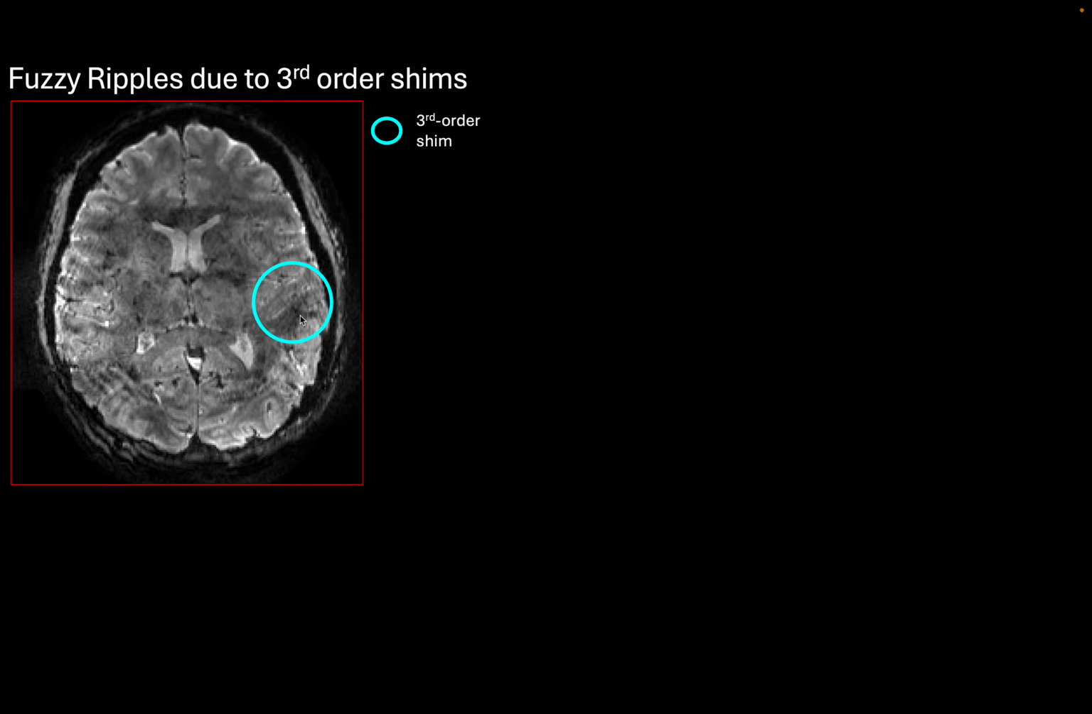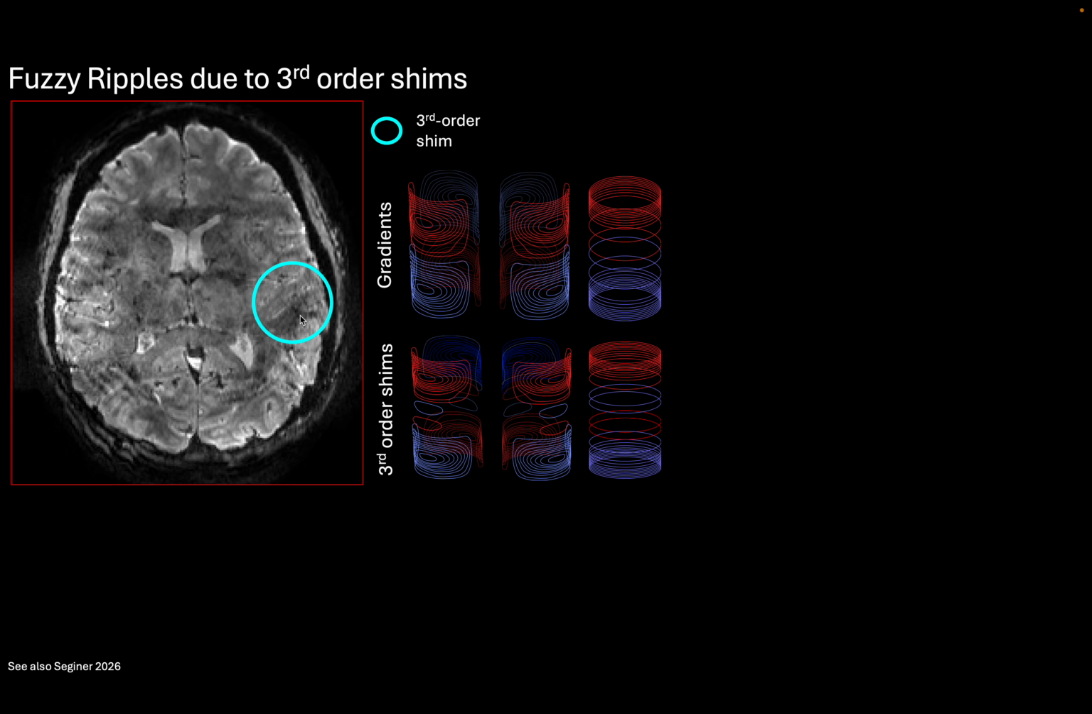spatial frequency ghosts. And they are mostly coming from interactions of the gradients with the third order shims that most 7 Teslas are equipped with. And because these gradients, they have a certain symmetry with the third order shim wiring patterns, right? So they can have this mechanical inductive coupling.